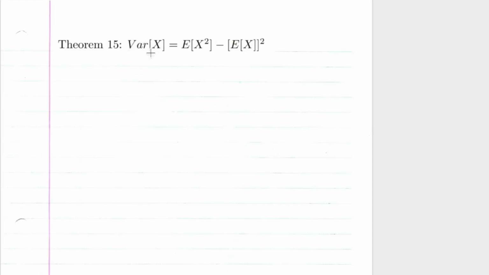Okay, so we're going to prove that the variance of X is equal to the expected value of X squared minus the expected value of X, squared. All right, so let's go ahead and start this proof.